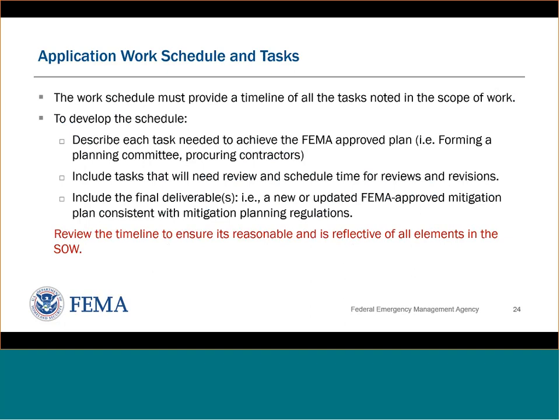So the application work schedule and tasks. We want to see a work schedule in your application, and we want to make sure it's realistic, right? So we want to see a timeline of all the tasks that are noted in your scope of work. For example, let's say you put in your scope of work that you're going to hire a contractor, but your schedule has nothing about that. It's just one line: write the plan, get it adopted. We want to make sure that each task you're discussing in your scope of work is accounted for in that schedule, everything that needs to be achieved to receive that FEMA approved plan.